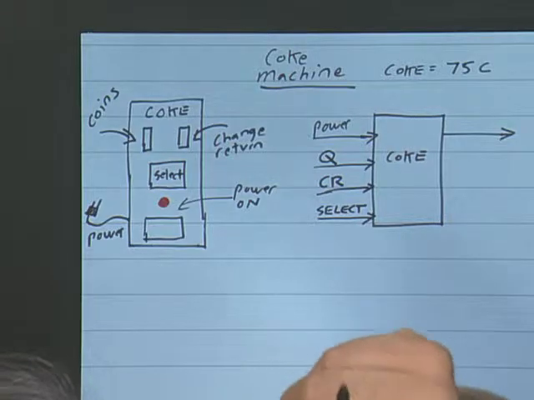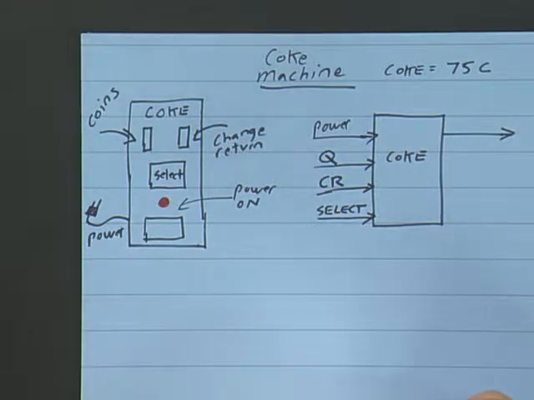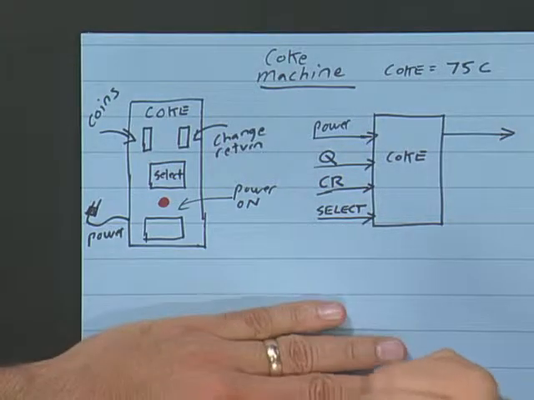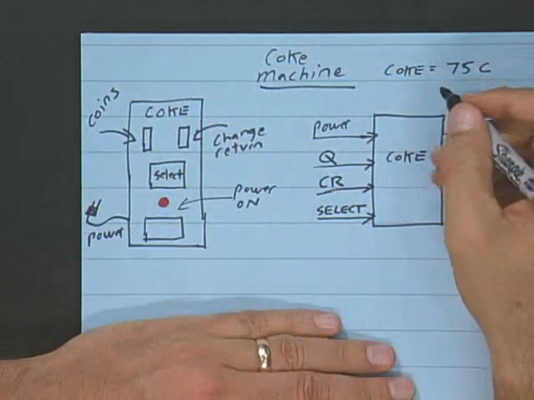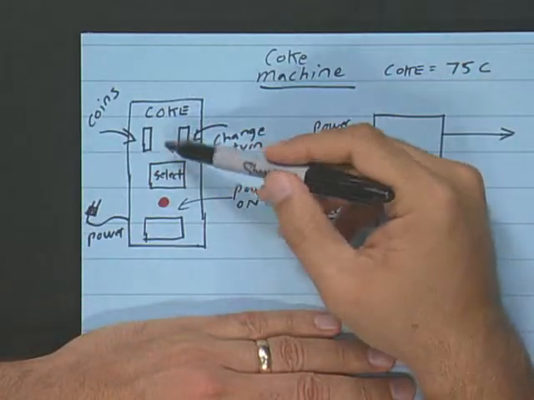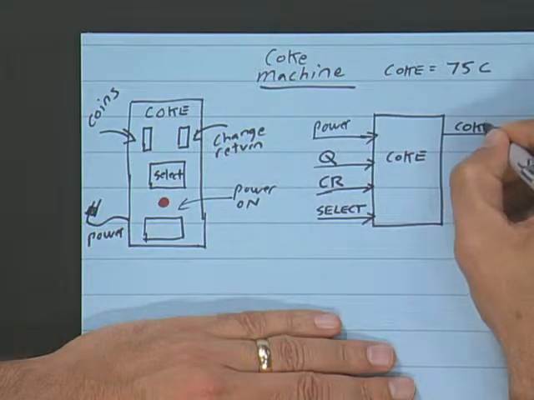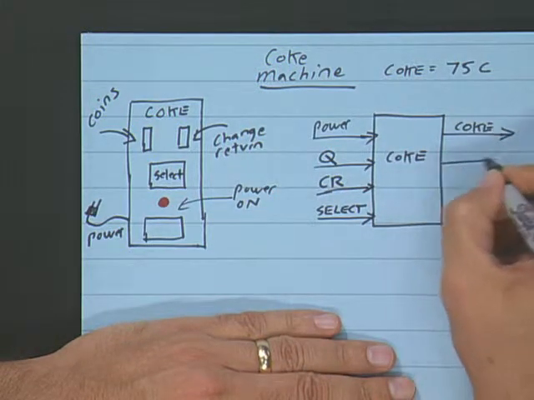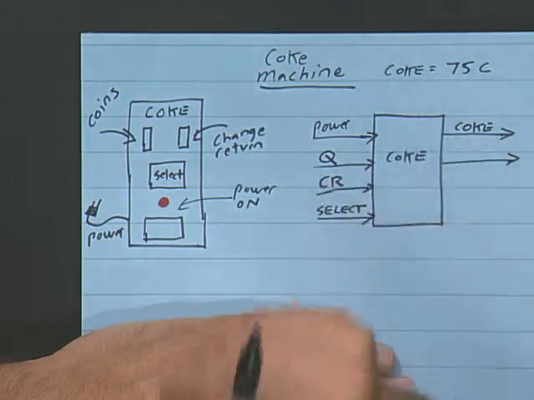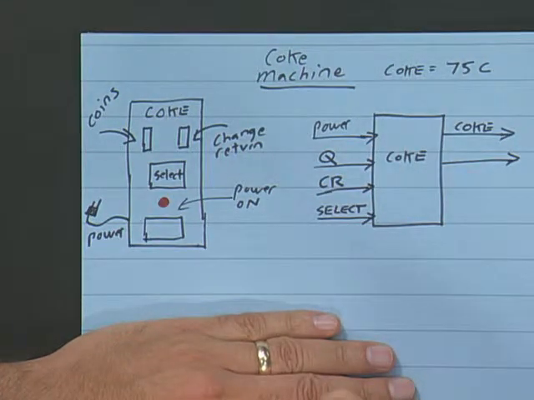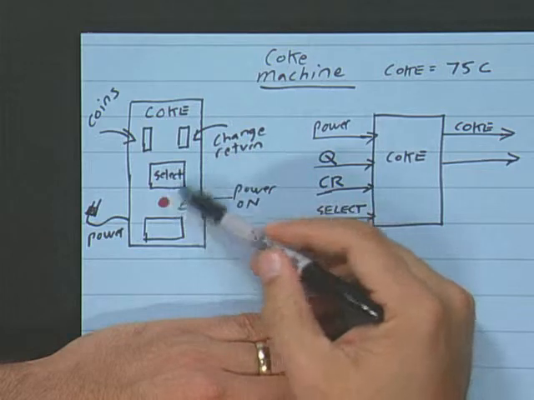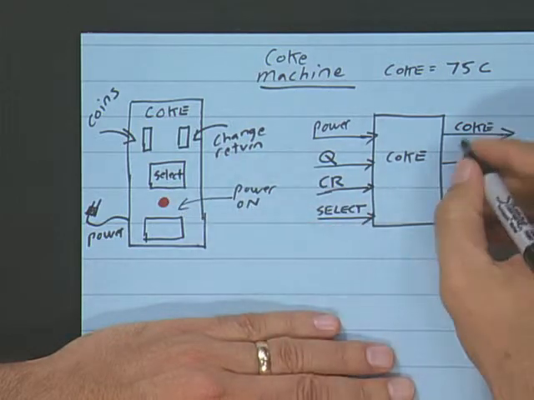Now, what are the outputs? Well, if I put in my coin, select my Coke, I get the Coke down here, so one output would be a Coke. What else? Well, one visible output, if you're looking at this, is this power on.